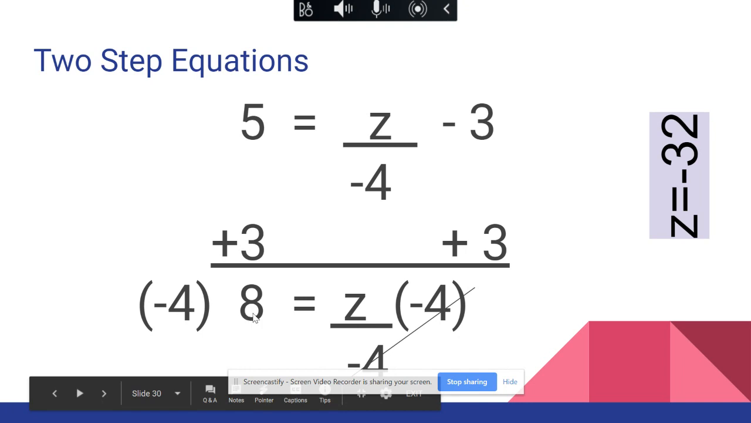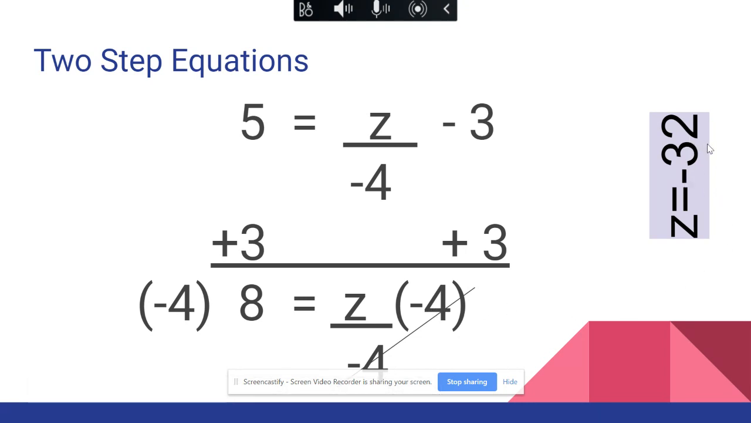-4 times 8 is -32. Negative and a positive make a negative. And over here, when I multiplied the same number, right, -4 divided by -4 is 1. So I get 1z. So I get -32 equals z, which is the same thing as z equals -32.